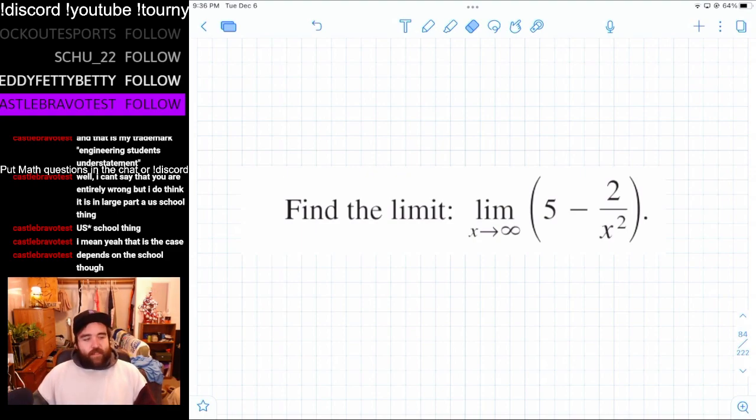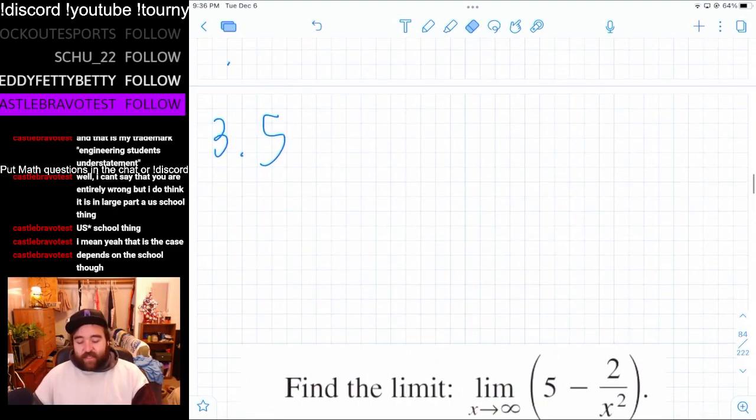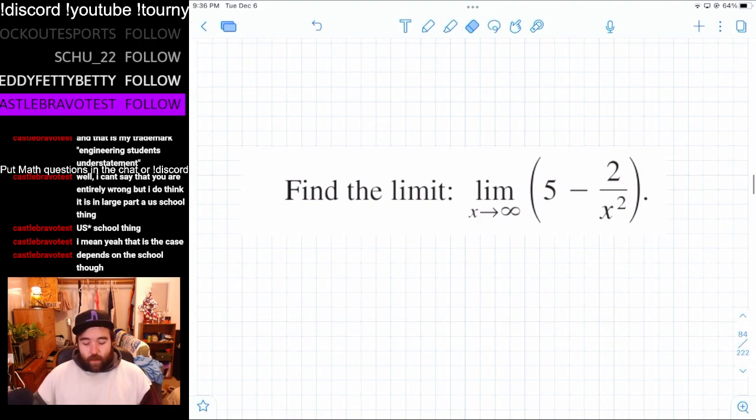Okay, so this is Calculus Chapter 3, Section 5. I feel like this is a weird section to be in this chapter, because we've already done these ideas anyway. But let's do them anyway. It's here, so let's do it.